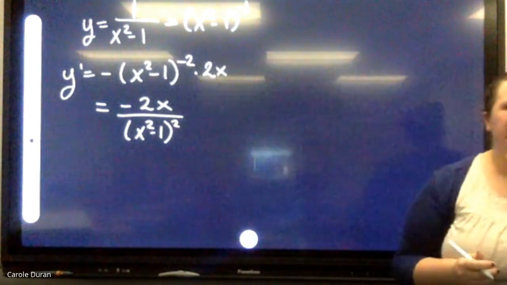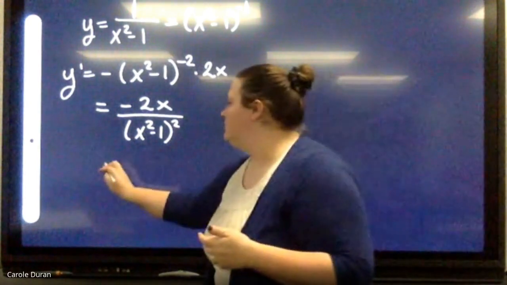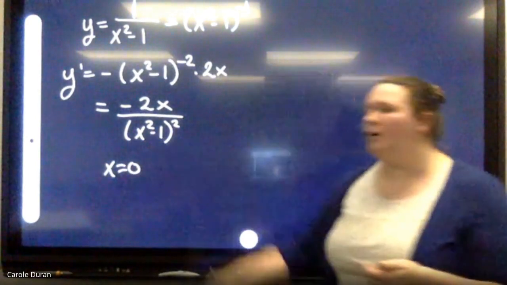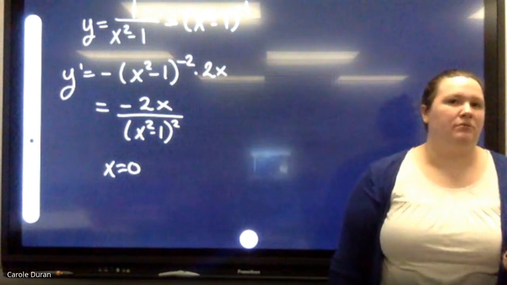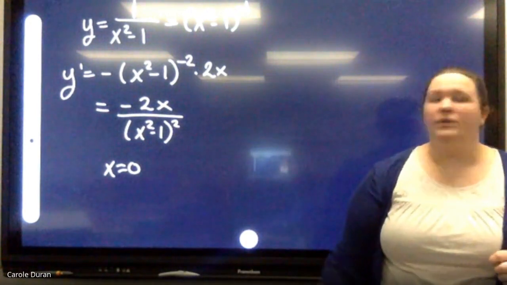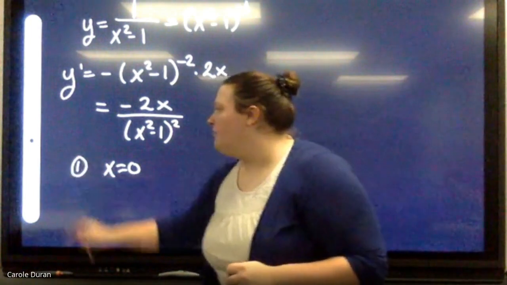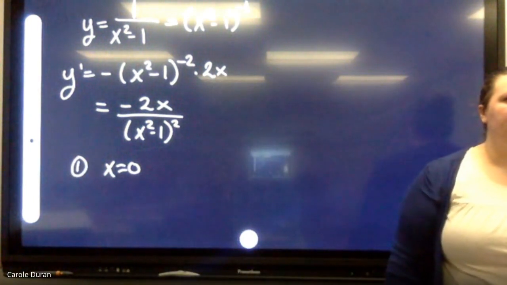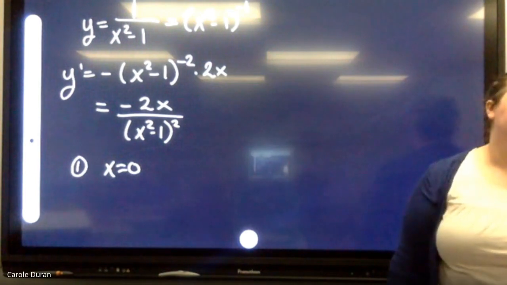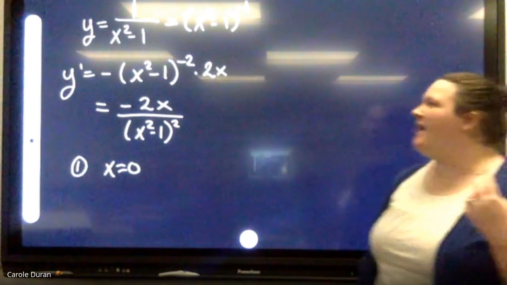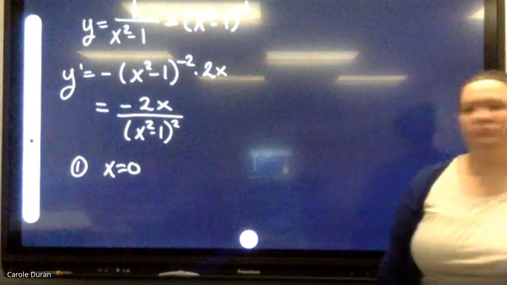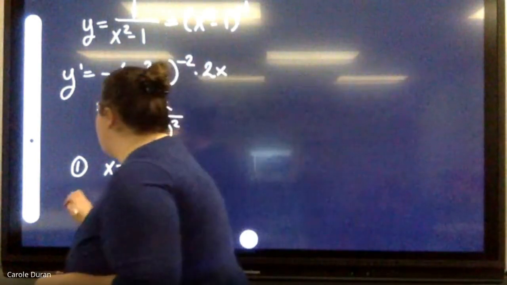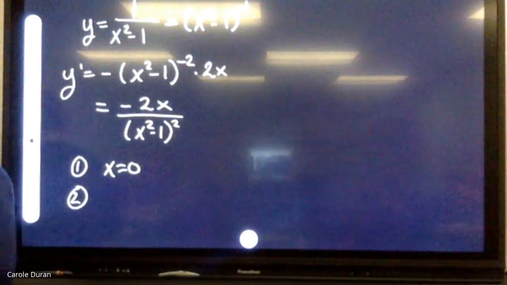Okay. So what would make my numerator go to 0? 0. If I plug 0 back into the denominator, do I get 0? No. So then for my first part, my only candidate so far is x equals 0. What do I look at next? Endpoints. Do I have any endpoints here? No. No endpoints. Because I was not given an interval to consider it on.